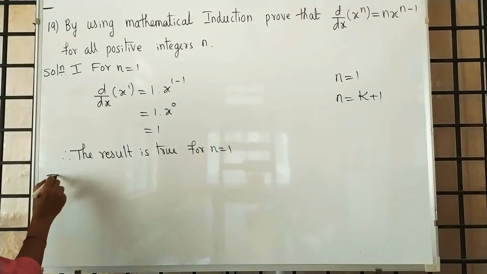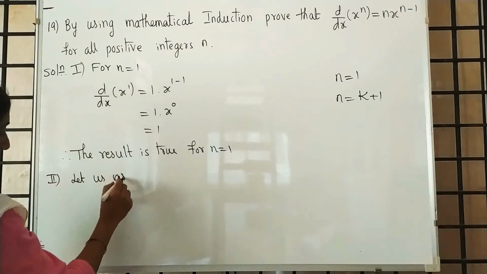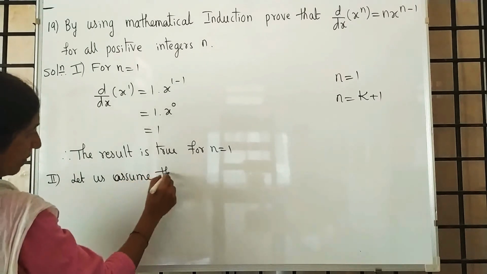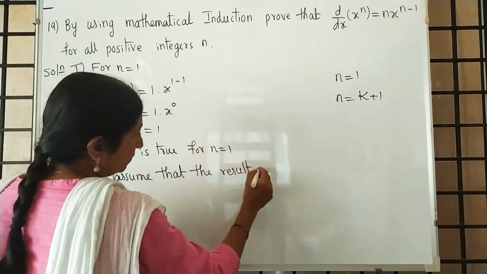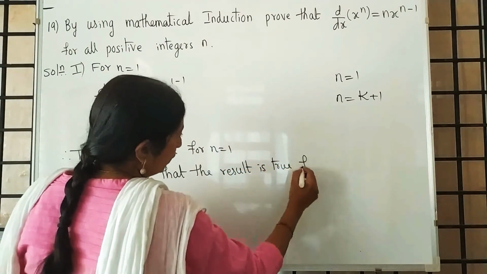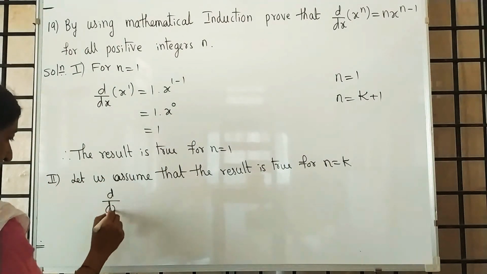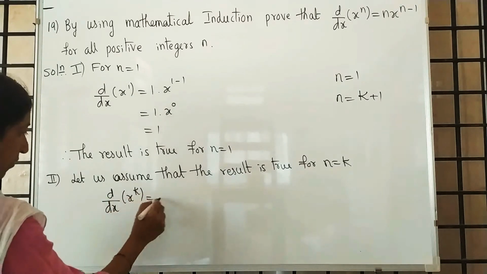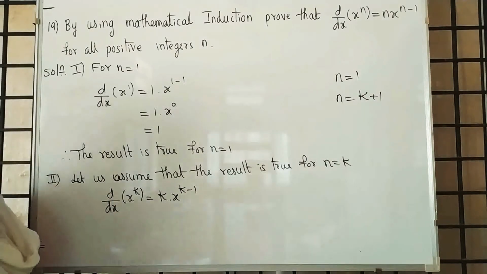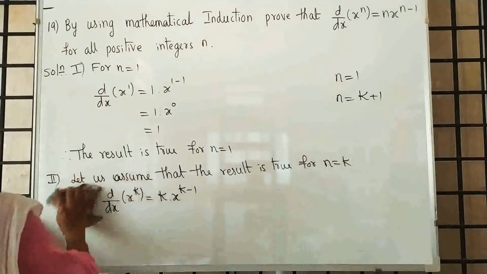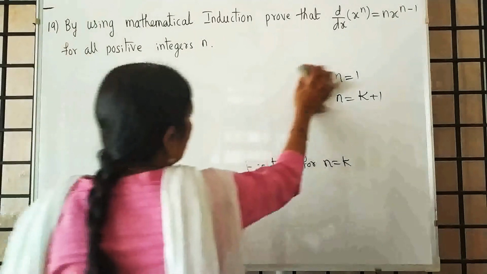In the second step, we are assuming. Let us assume that the result is true for n is equal to k. That means we are writing like this. Differentiation of x raised to k is equal to k into x raised to k minus 1. So this completes the second step. In third step, what are you doing? We have to prove that the result is true for n is equal to k plus 1.